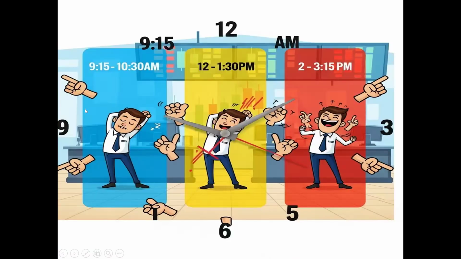See, 9:15 to 10:30 a.m. is a high volatility trade. From 12 to 1:30 p.m., you should relax and have your lunch and not trade. Just observe the market. From 2 to 3:15 p.m., the trend continuation will be there. You need to watch the market very carefully, and day to day some slight change will be there in the timing of the market. But on average, these are the things. You should know this.